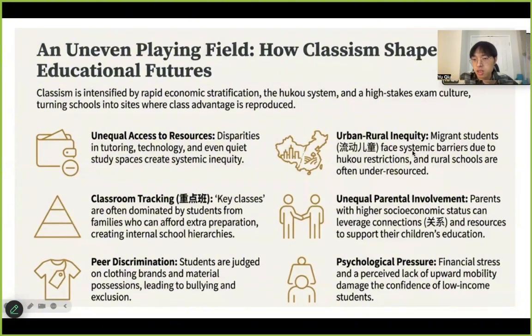Migrant students face systemic barriers due to hukou restrictions, and rural schools are often under-resourced. Unequal parental involvement: parents with high socioeconomic status can leverage connections and resources to support their children's education. Psychological pressure, financial stress, and a perceived lack of upward mobility damage the confidence of low-income students.